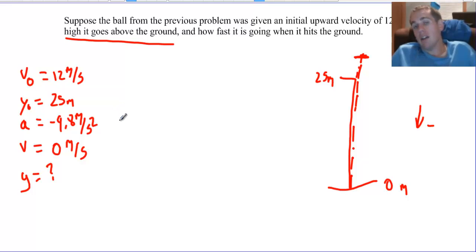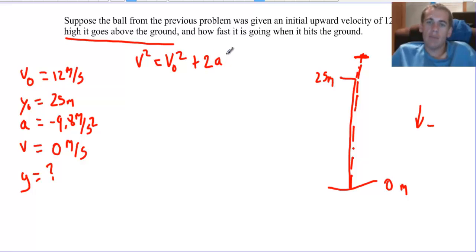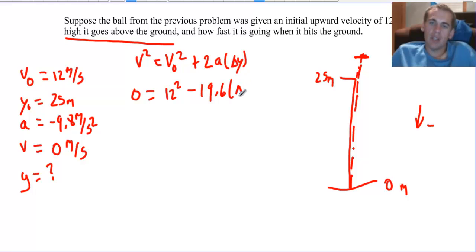I have a couple options I could do here. I don't have time, so I probably don't want the first or second kinematic equations, although I could use both of them and work it out. But the third kinematic equation already does that for me. Final velocity squared equals initial velocity squared plus twice the acceleration times the change in position. Since it's vertical, I'm going to use delta y. So 0 equals 12 squared minus 19.6, right? 9.8 times 2, times the change in position, which I don't know. That's what I'm trying to find.